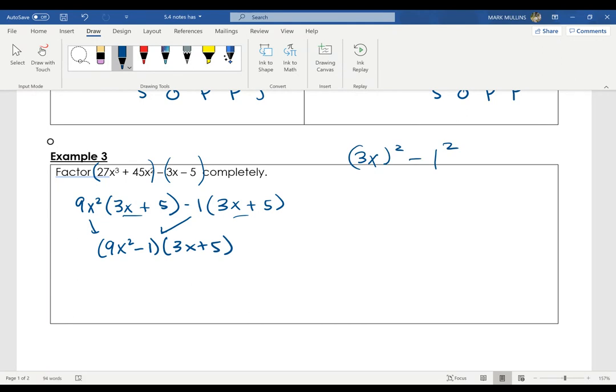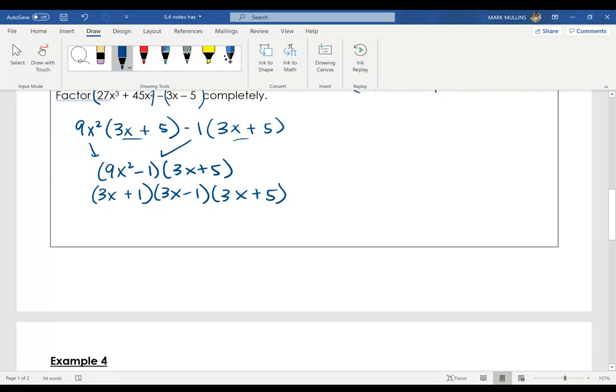So I can keep factoring. I have difference of squares now. So 3x plus 1 times 3x minus 1 times 3x plus 5. So now we've factored it completely. We're always looking, even when we think we're done factoring, once you're down to where you've got a bunch of binomials, I would still look for difference of squares or cubes or sum of cubes. So we always want to see, can we keep factoring?